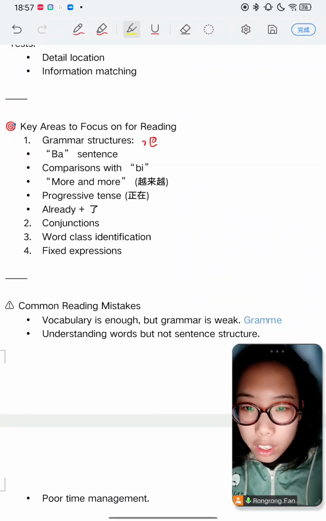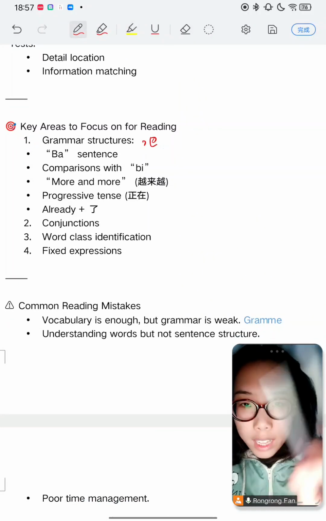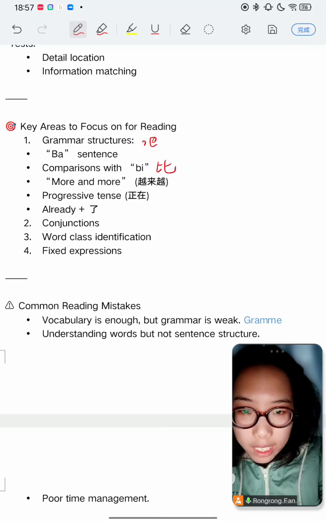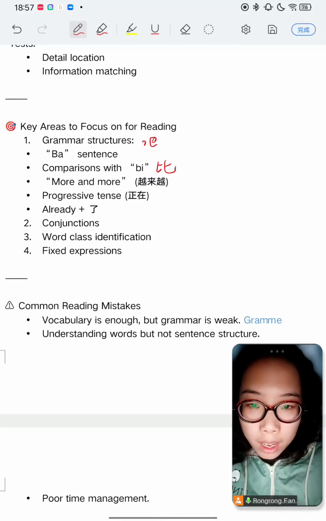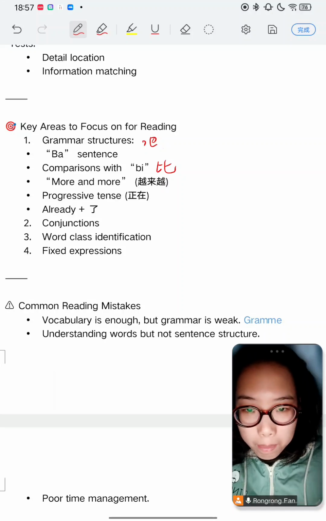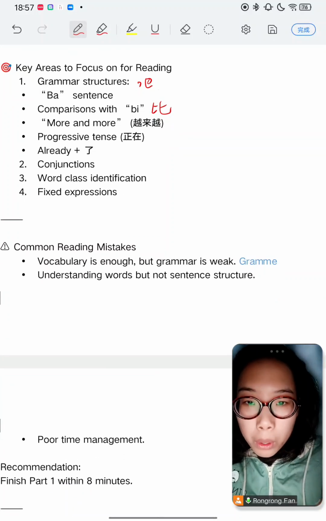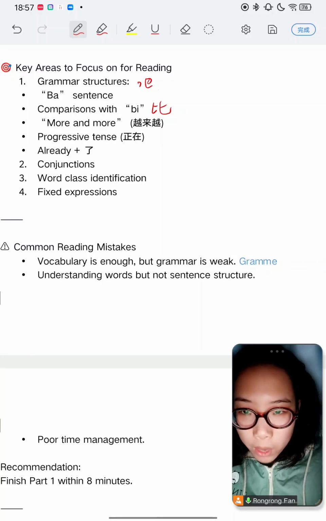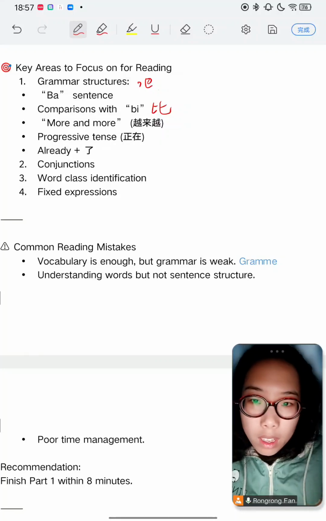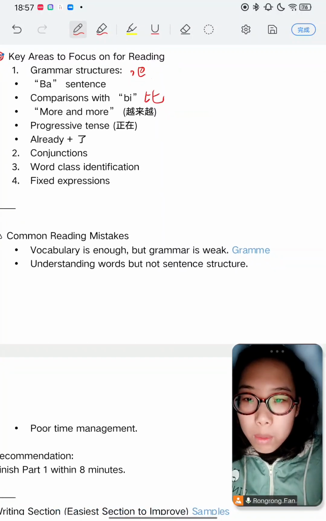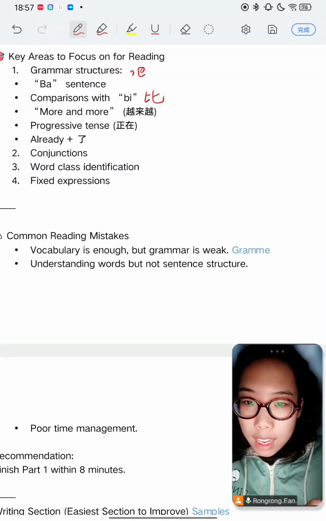And the comparisons with 比. This is the word that you compare something, compare A with B, what will happen between them, okay? And the next structure is more and more. We call it 越来越. You can say your friend, he is more and more handsome. 他越来越帅. Or your girlfriend, she's more and more beautiful. 她越来越漂亮.